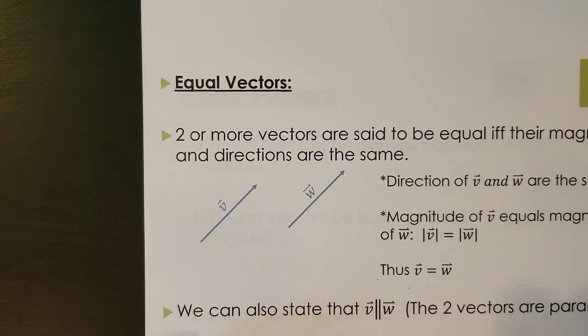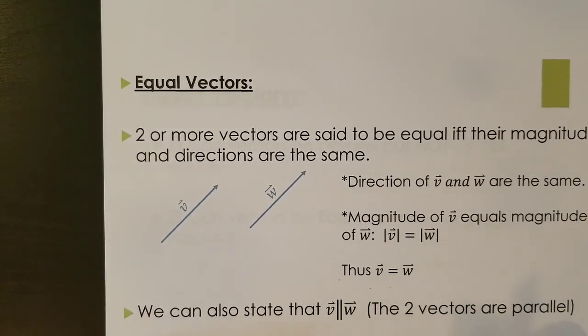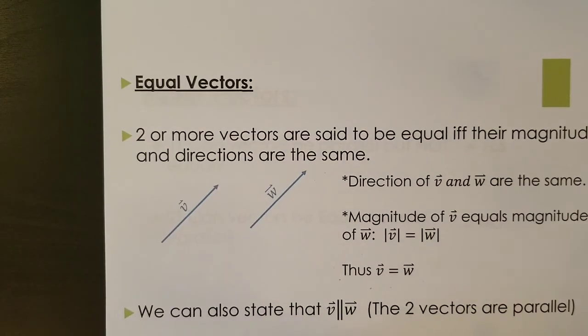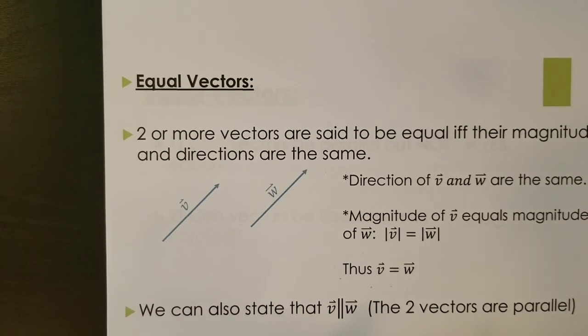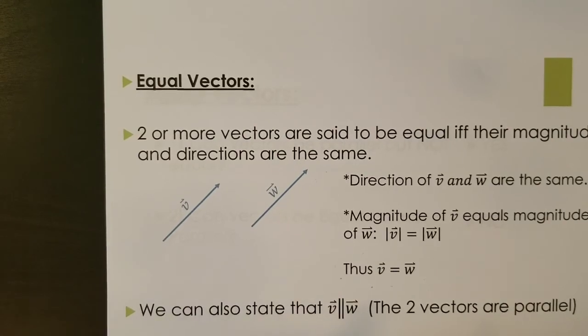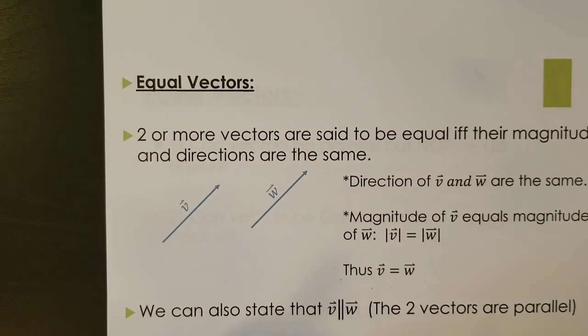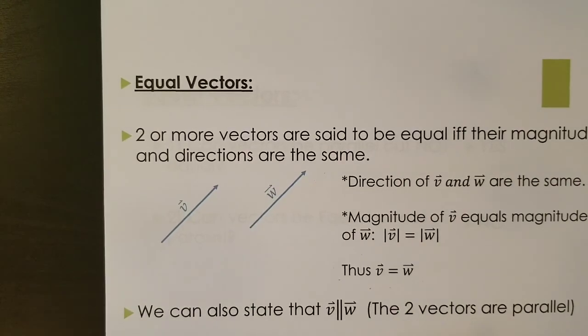Now, equal vectors. What do we need to have to consider two vectors equal? We need to require both their magnitudes and directions to be the same. So if just the magnitudes are the same but the direction is not, those vectors are not equal. If just the directions are the same but the magnitudes are not, they're not equal.